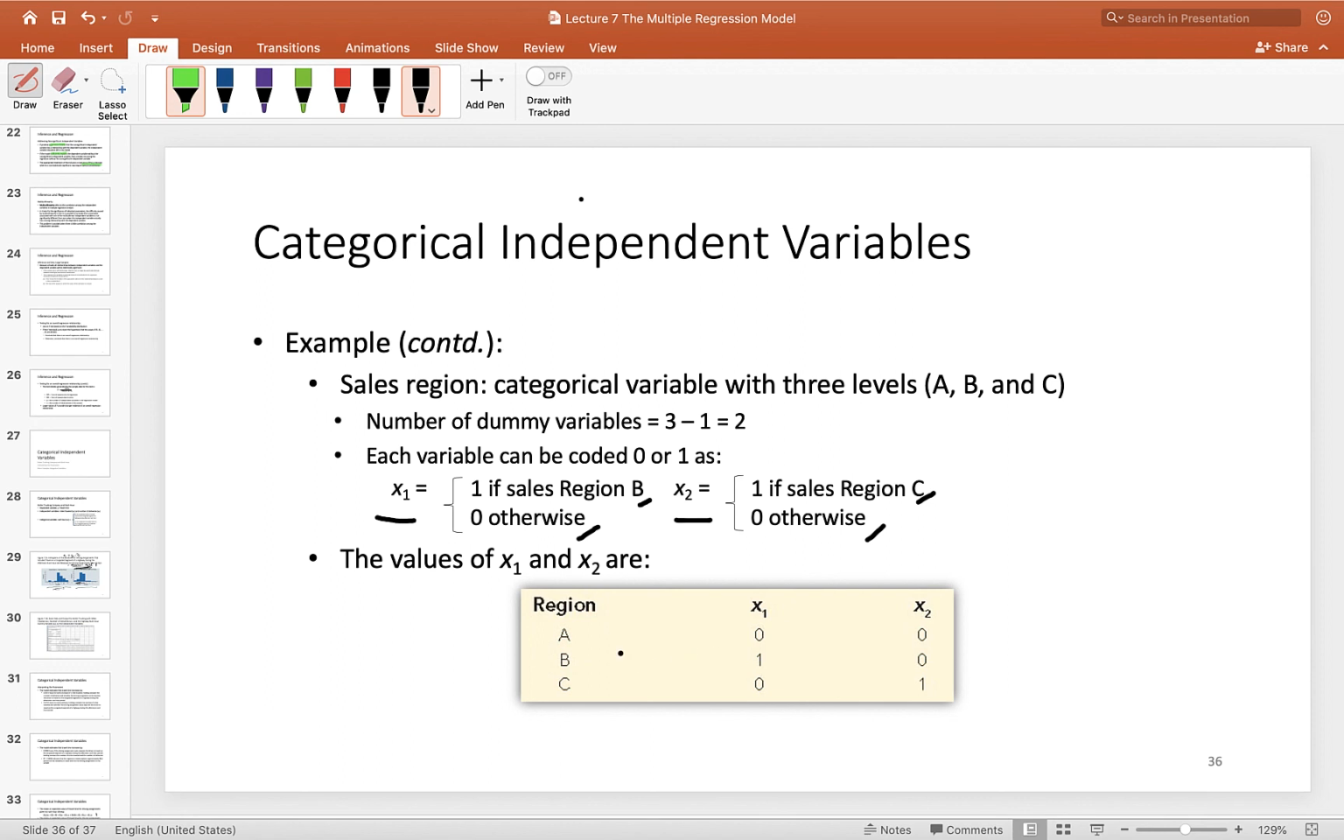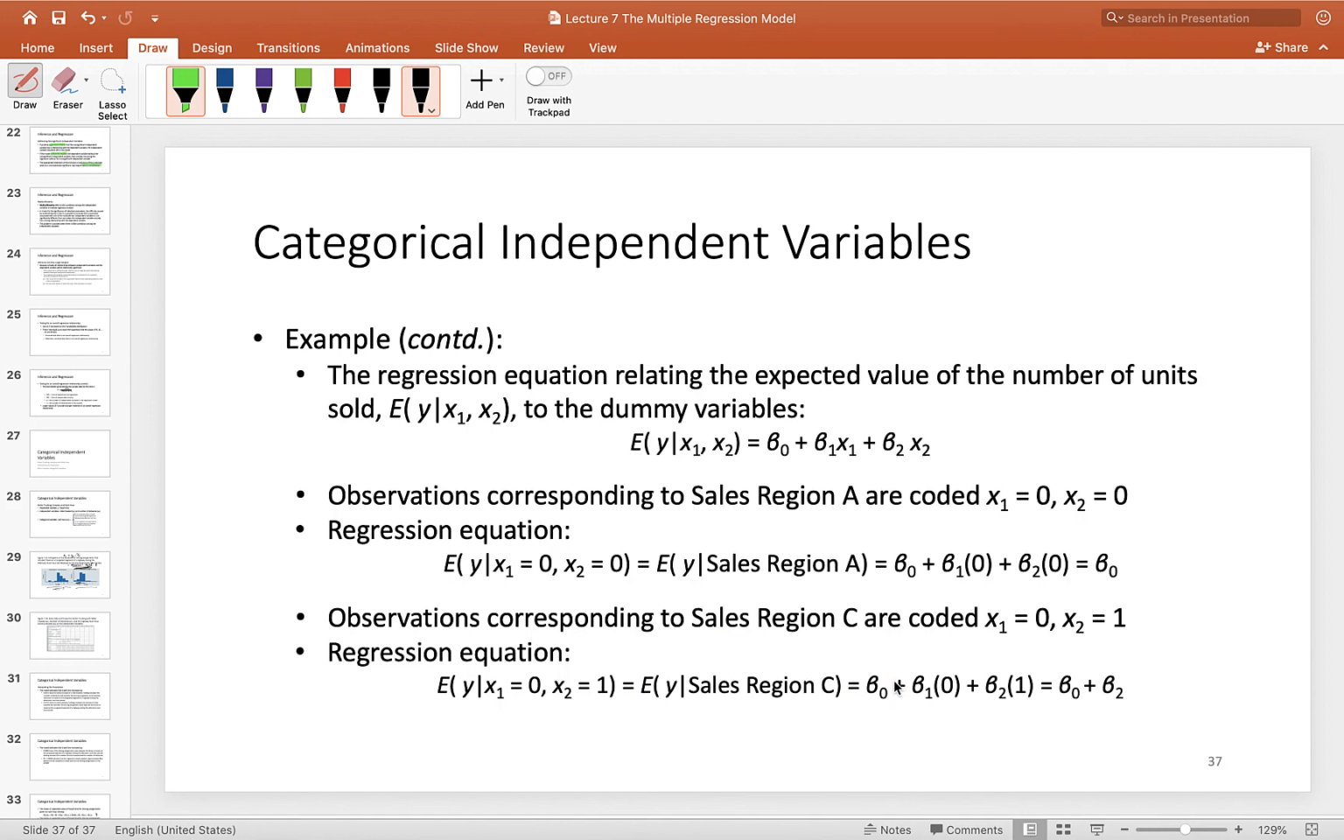When I'm in region B, we already know that I put 1 for region B and a 0 for C. And when I'm in region C, I'm going to put a 0 for x1 because it means I'm not in region B. But yes, I am in region C, so I'm going to put a 1 in there. It may seem a little bit difficult to start off with, but after you've done a few examples, it seems to fit into place. And let's see how that would look in action.